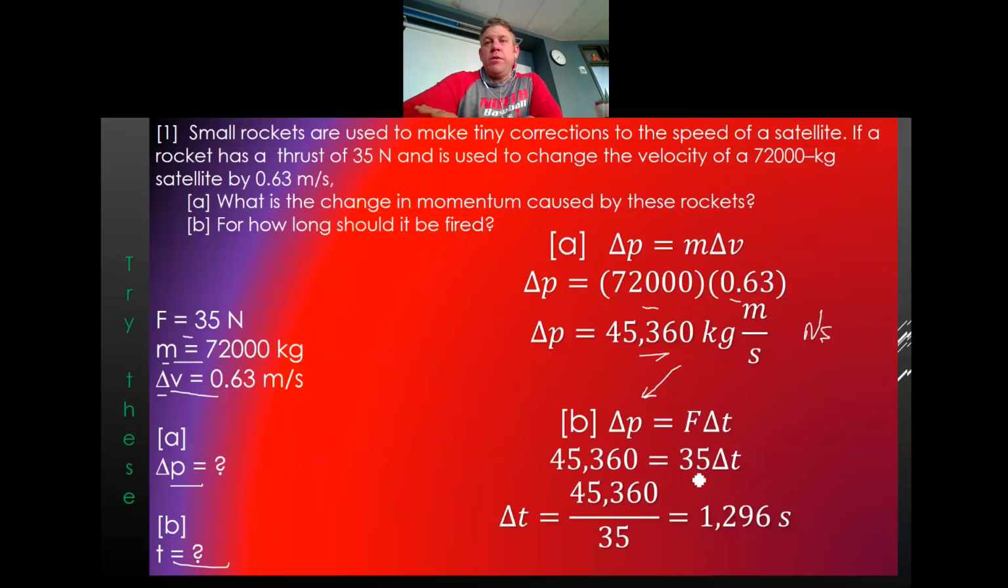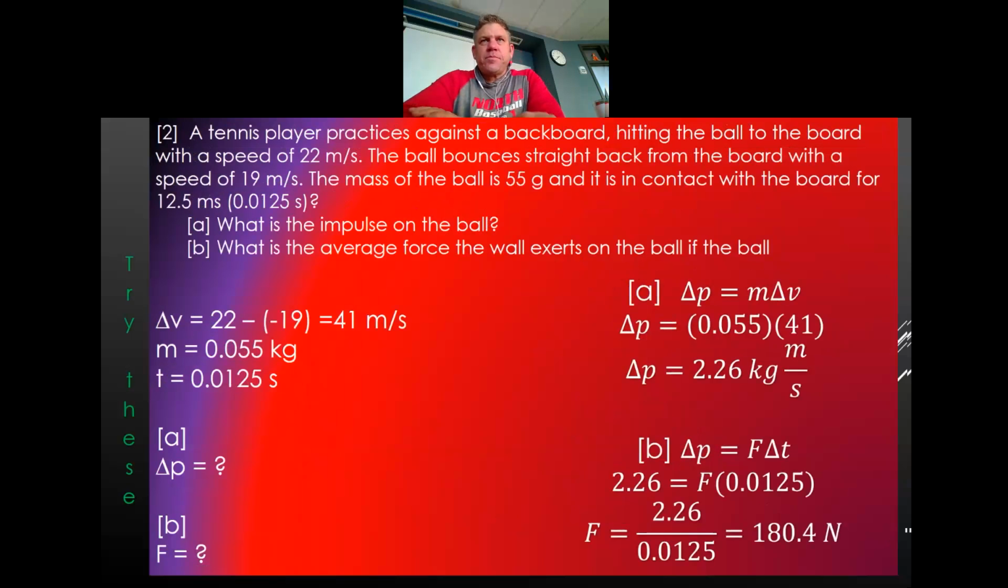Once we know that, we know the force is 35 newtons. Divide those two. We see this should happen over 1,296 seconds. So 1,296 divided by 60, that's about 21 minutes, all right? Pretty long time for it to be able to change its velocity, okay? That was 1. Number 2.